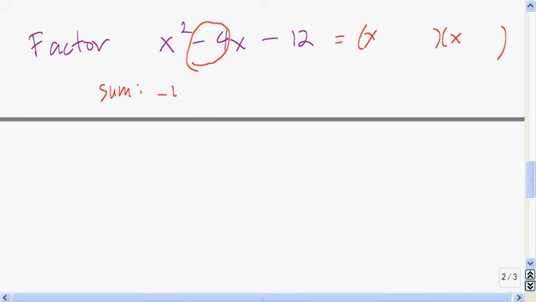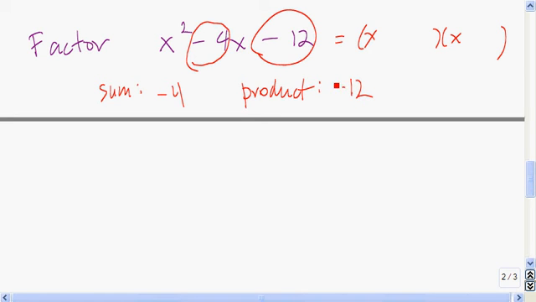And so the sum is negative 4. Negative 12 is our product. We need two numbers whose sum is negative 4 and whose product is negative 12. So I know that one of the numbers has to be negative and one of the numbers has to be positive.